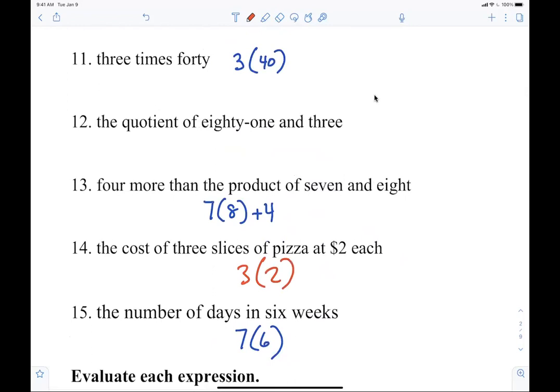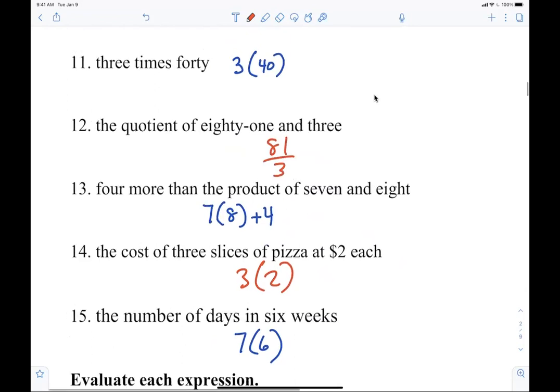The question of 81 and 3. So what's that? 81 divided by 3. You did the correct thing. 81 divided by 3, and we write it as a fraction, okay? All right, brings us back up to the top.